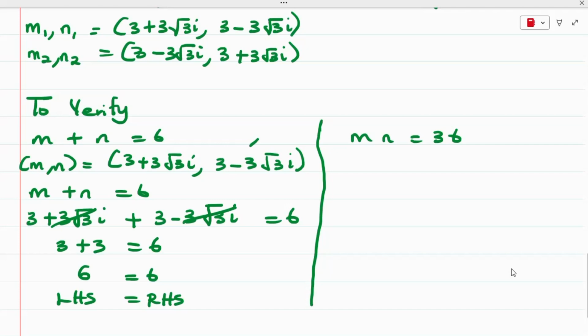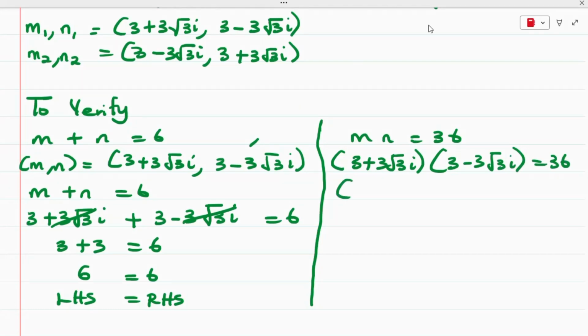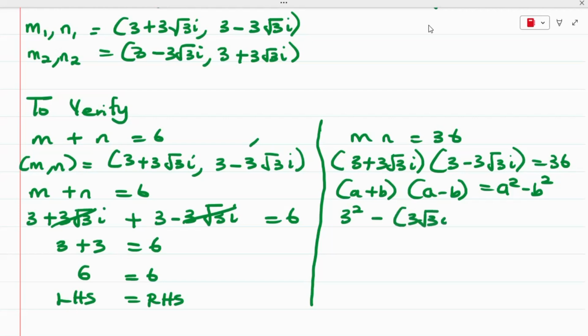So for mn equals 36, we have m to be 3 plus 3 the square root of 3i multiplied by 3 minus 3 the square root of 3i, and this is equal to 36. Now I want to simply note that if we have a plus b multiplied by a minus b, this is equal to a square minus b square. So we have this to be 3 square minus 3 times the square root of 3i all squared, and this is equal to 36. 3 square is 9 minus.